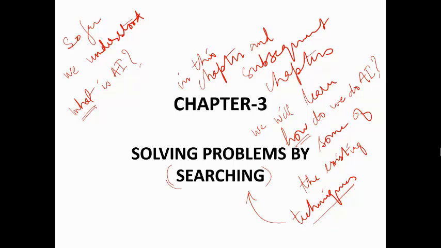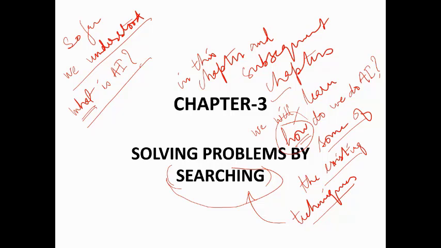Up to now, we have studied and understood what AI is, in chapter 1 and chapter 2. In the coming chapters, we will learn how we do AI. So the question of how is addressed in chapters 2, 3, 4, 5 and so on. From now on, we will focus on how to solve all these problems within AI. Some of the existing techniques are discussed in this chapter.